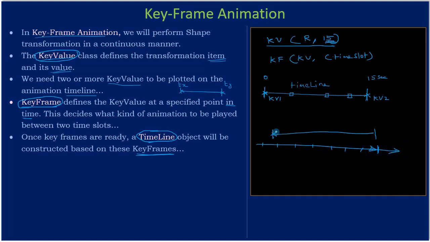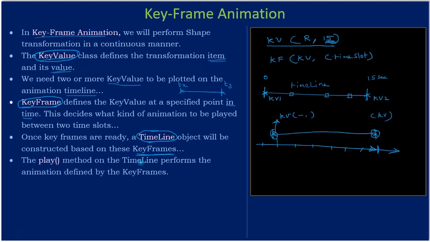So you can pick a specific time stamp using the keyframe, and to the keyframe you can link the key value, and key value tells what kind of translation and the duration. So similarly, you can link the key value with each keyframe. The play method on the timeline. Once the timeline is constructed, the play method on the timeline performs the animation defined by the keyframe.